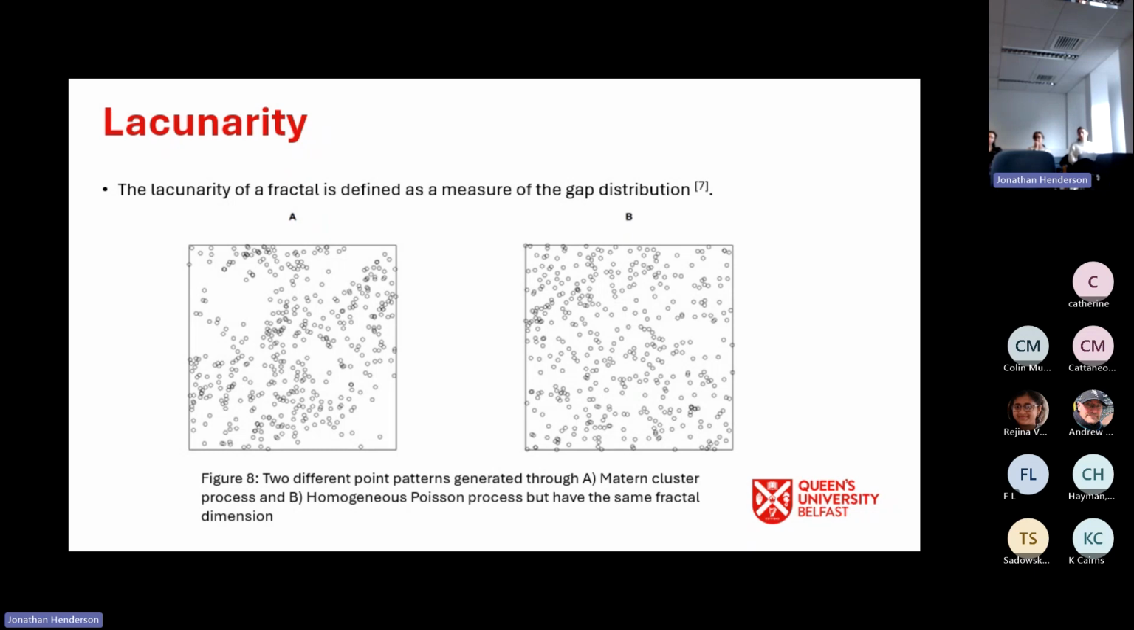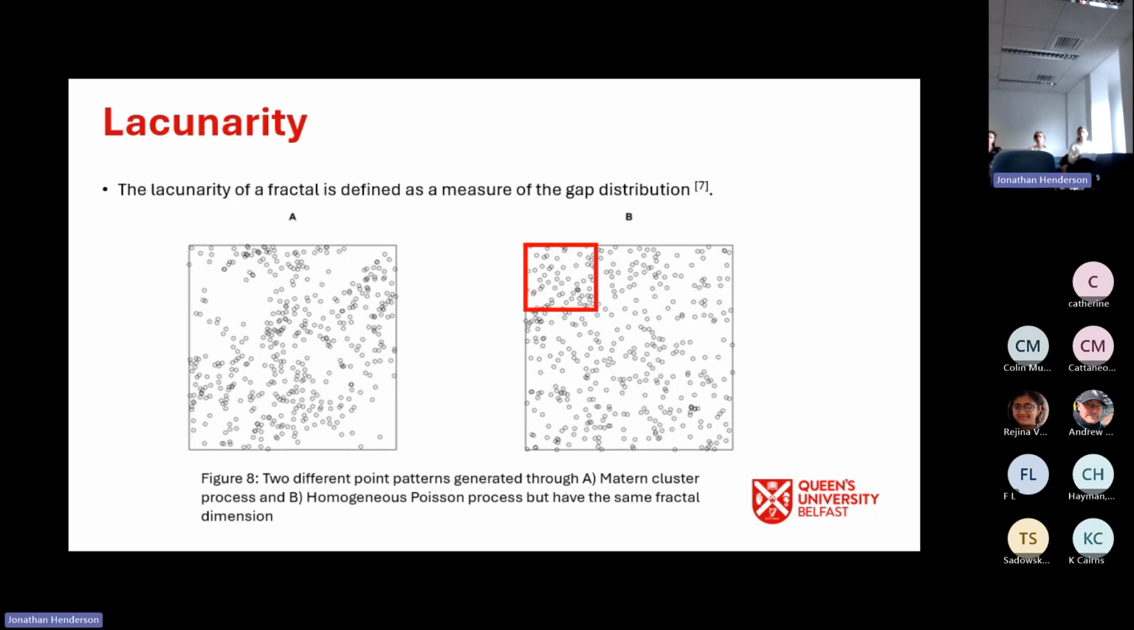So the lacunarity is capturing the distribution of the points as well. This is an example of where lacunarity might be useful. These two patterns were generated through two different processes: one was a cluster process, the other was a homogeneous Poisson process. The patterns are arranged differently, and we actually obtain the same value for the fractal dimension, whereas if we use the lacunarity, we find that they are indeed different.